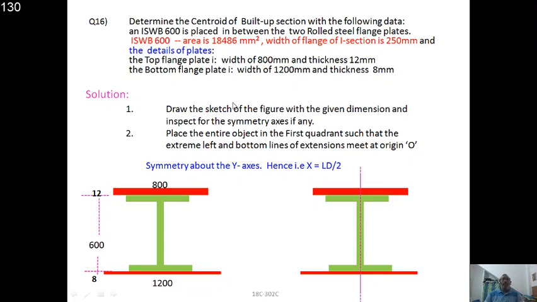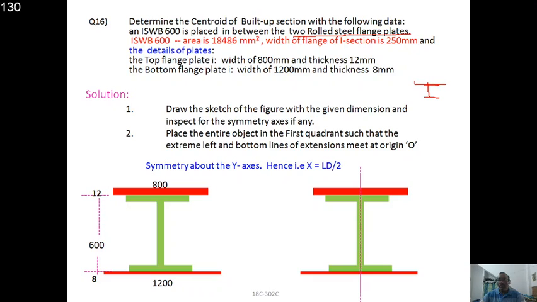Coming to the second problem of a similar case: determine the centroid of a built-up section with the following data. An ISWB 600 is placed in between two rolled steel flange plates. So it is mentioned that the ISWB is placed in between the two rolled steel flange plates. So the I section is there, which is placed in between.